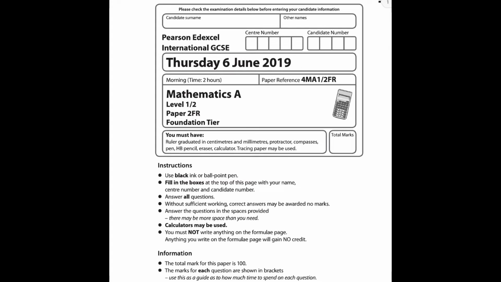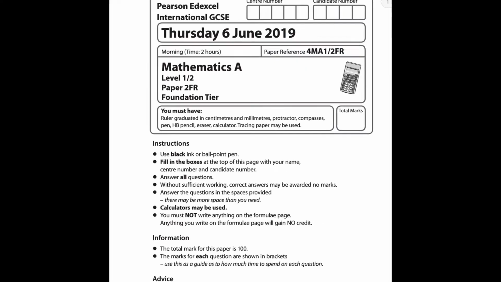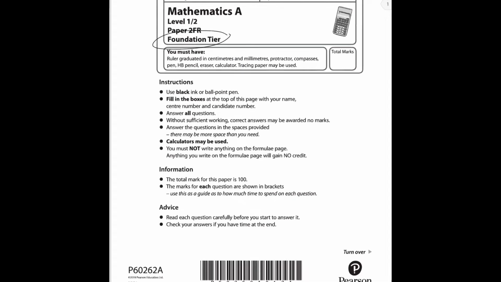Hello guys, today I'm just going to be doing a Pearson Edexcel International GCSE paper for Mathematics A. The paper reference is 4MA1. This is for the Foundation tier, so hopefully this video should help people who are taking Foundation maths. This is for the code 2FR, Thursday 6 June 2019, Foundation tier paper.